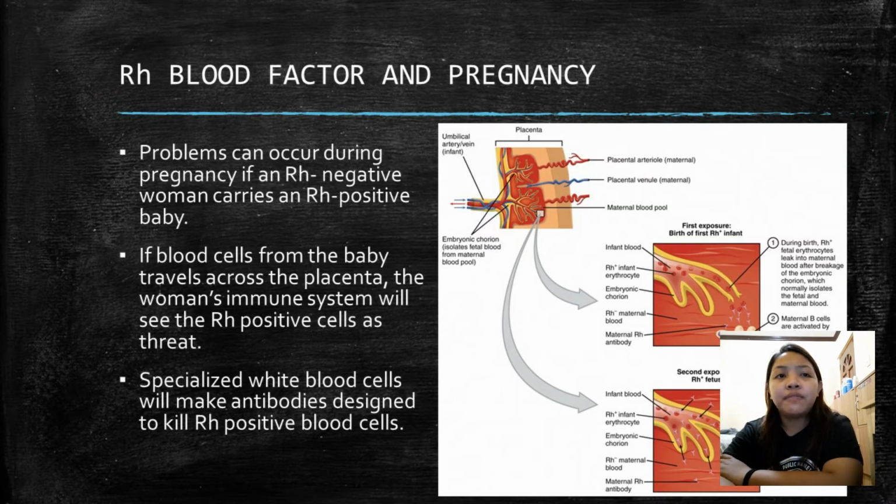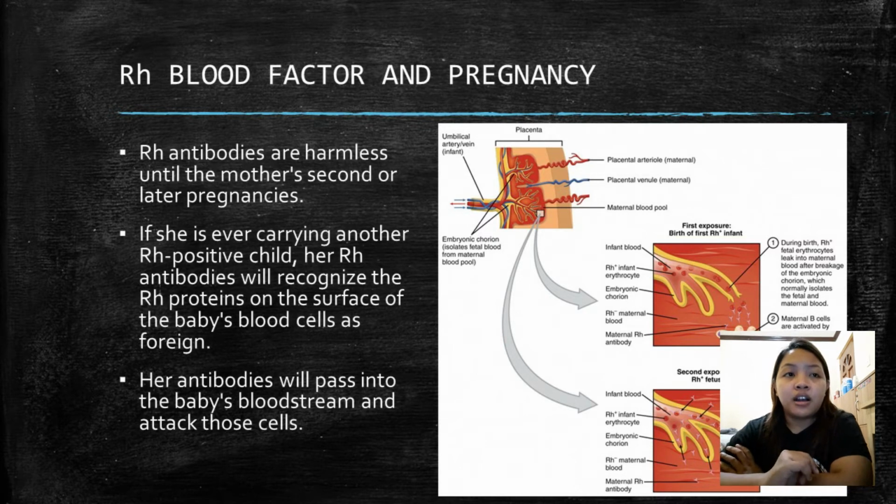The Rh blood factor and pregnancy. Problems can occur during pregnancy if an Rh negative woman carries an Rh positive baby. If blood cells from the baby travel across the placenta, the woman's immune system will see the Rh positive cells as a threat. Specialized white blood cells will make antibodies designed to kill the Rh positive blood cells.